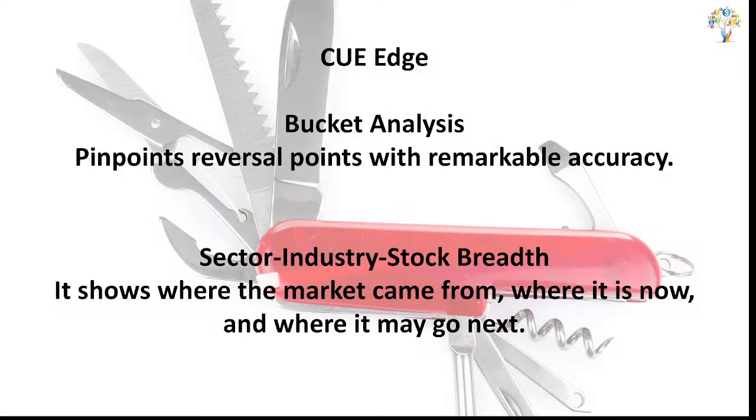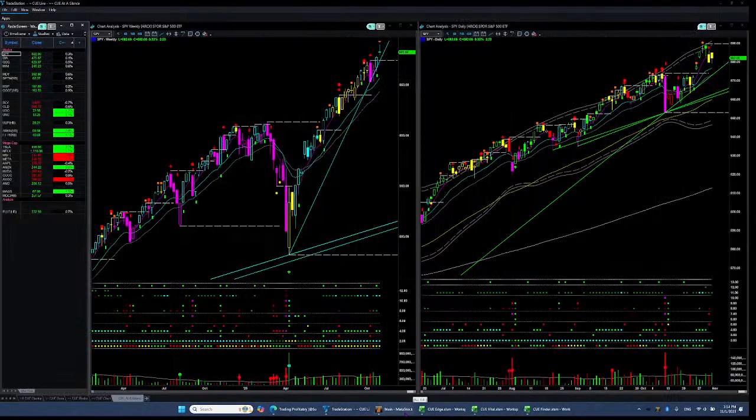Next, Edge bucket analysis pinpoints reversals with remarkable accuracy. Thanks to Dr. Jeffrey Scott, after watching whose videos I incorporated it in Q systems. It also has sector industry stock breadth. It shows where the market came from, where it is now, where it may go next.